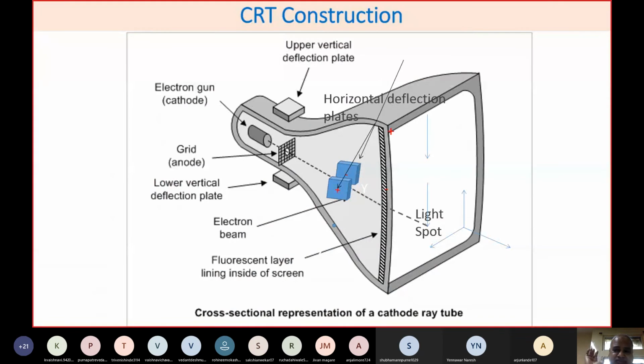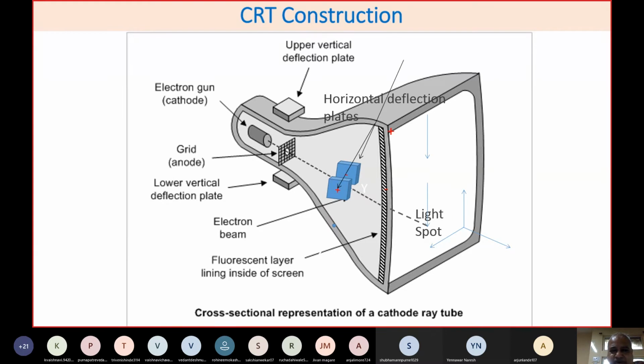Let us come now, with all this brief introduction, I don't think I need to explain the construction of the CRT, because probably you have studied this in electronic communication, or you have also studied it in electronic measurement instruments. What is CRT construction?